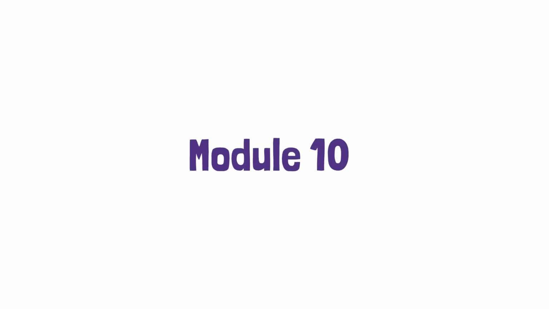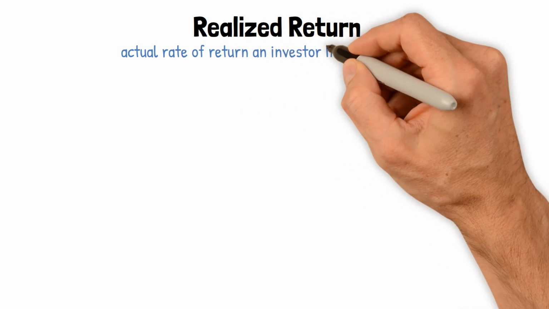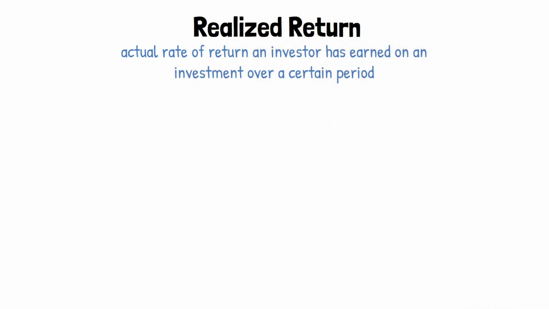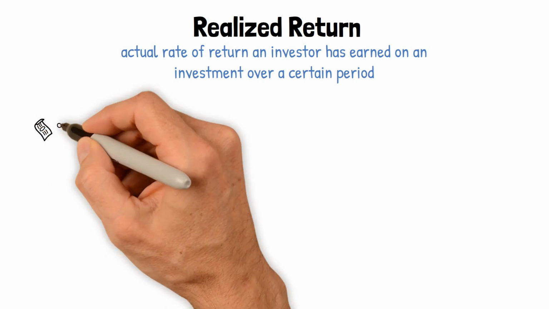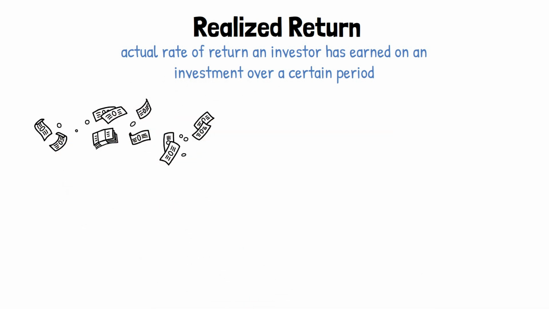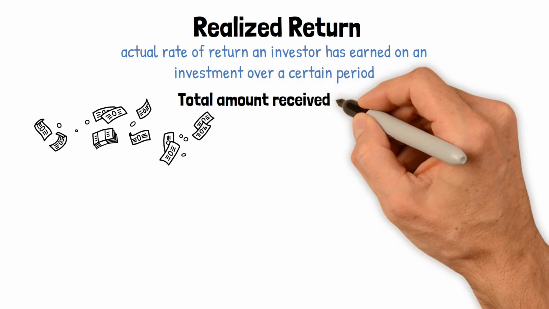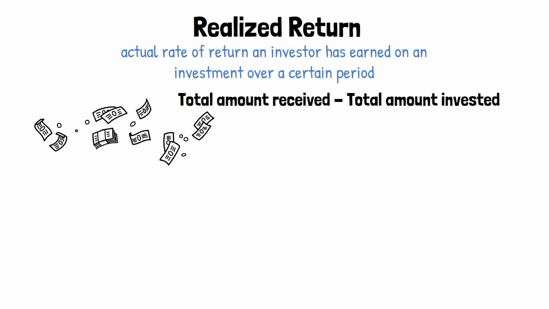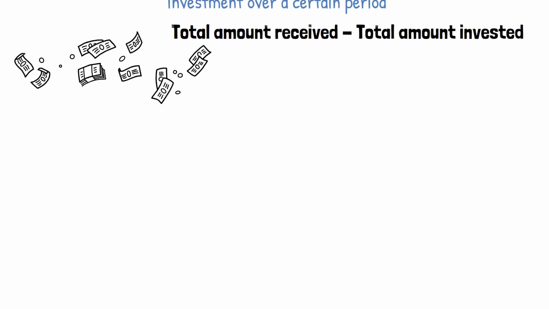Module 10. Realized return. Realized return is the actual rate of return an investor has earned on an investment over a certain period, based on the actual cash flows received from the investment. It is the difference between the total amount received from the investment, including any dividends or interest earned, and the total amount invested in the investment, divided by the amount invested.